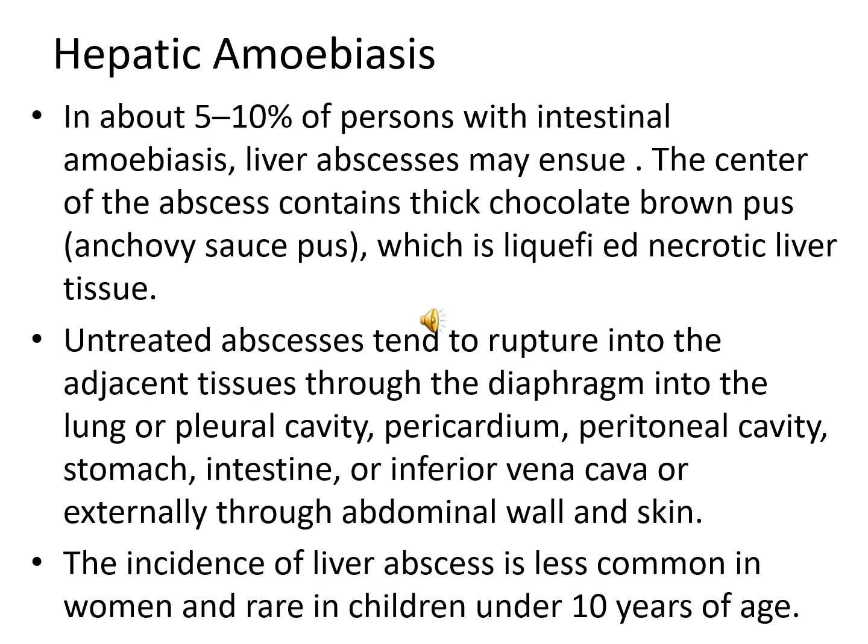In untreated cases, the parasite penetrates the diaphragm and reaches the lungs, pericardium, stomach, and even the inferior vena cava. It is less common in women and rare in children under 10 years of age. So this is hepatic amoebiasis, the abscess in the liver caused by the amoeba.